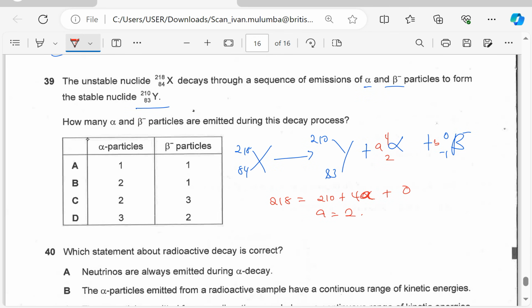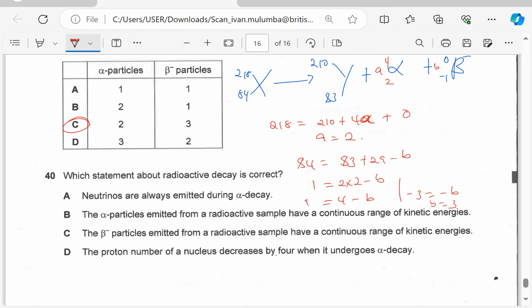Then for B, we balance the proton number. 84 on the left should be equal to 83 plus A times 2, which is 2A, minus B times 1, which is B. So 84 minus 83 is 1, equals 2 times 2 minus B, which gives 1 minus 4 equals minus B, which is -3. So -3 is equal to -B, so B is equal to 3. So the answer is going to be C.